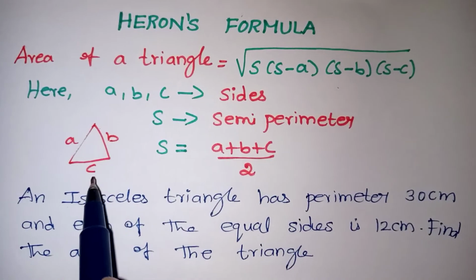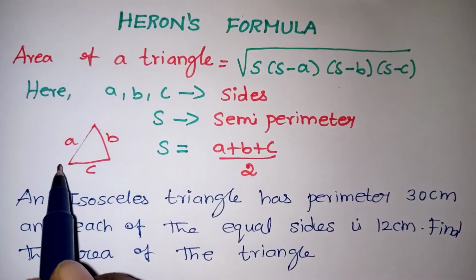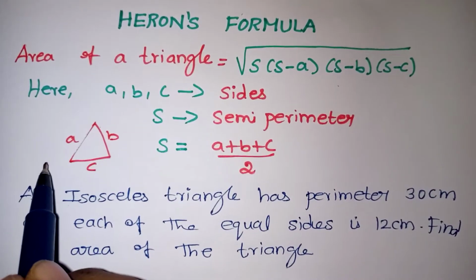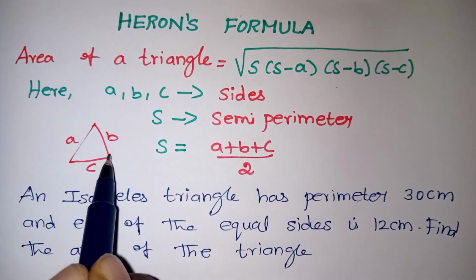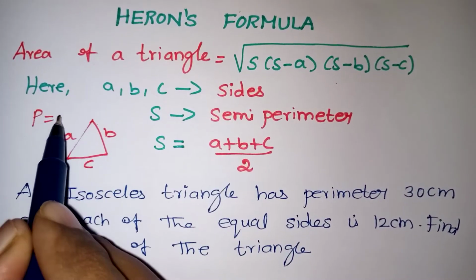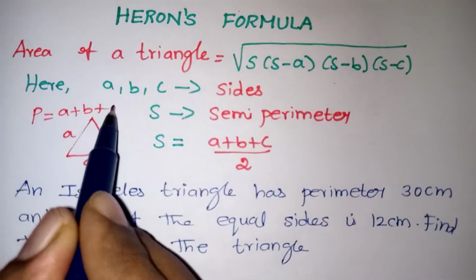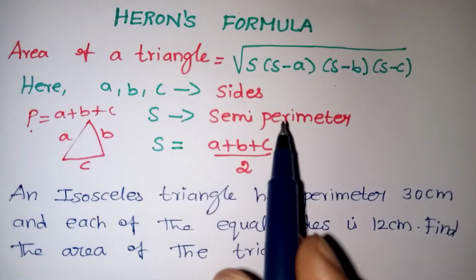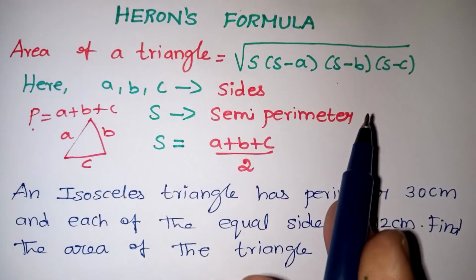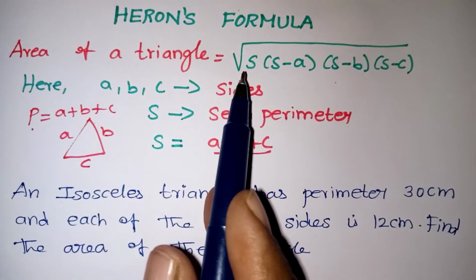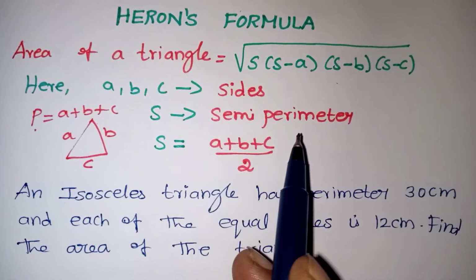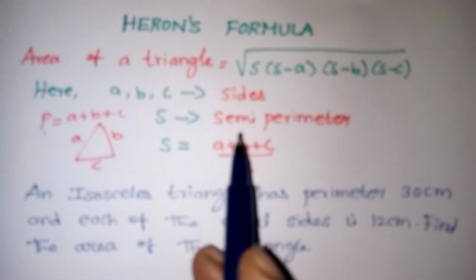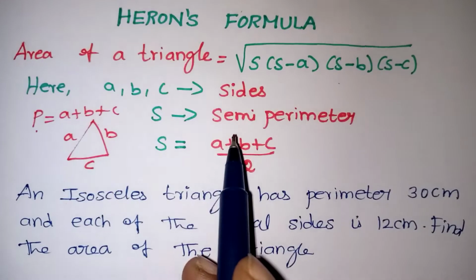So these are the sides of ABC. We all know what is meant by perimeter. Perimeter is nothing but the sum of all the three sides. So we can write P is equal to a plus b plus c. P is nothing but perimeter. But in this formula, we have s into s minus a into s minus b into s minus c. What does s stand for? s is the semi-perimeter. Semi means half of the perimeter. That is the meaning of that.